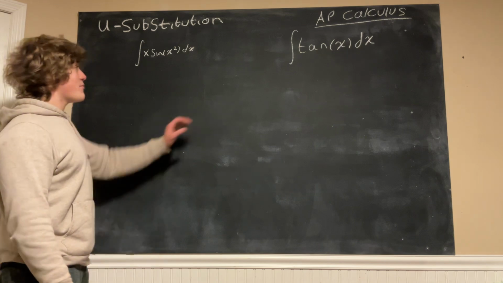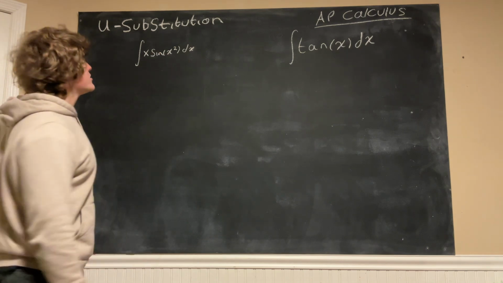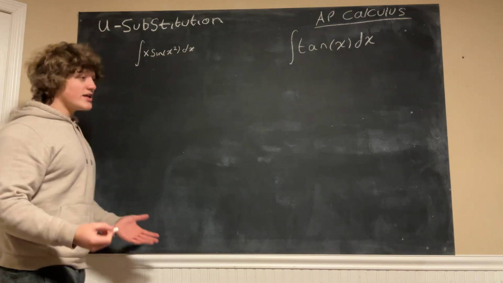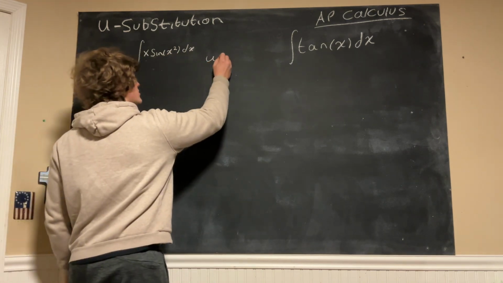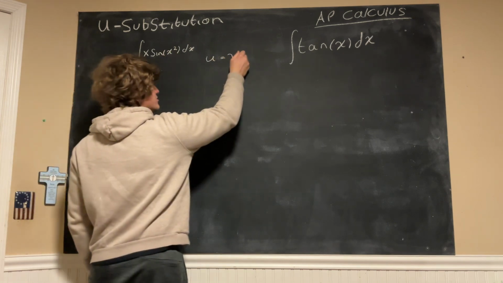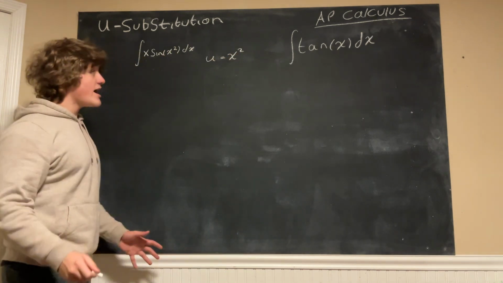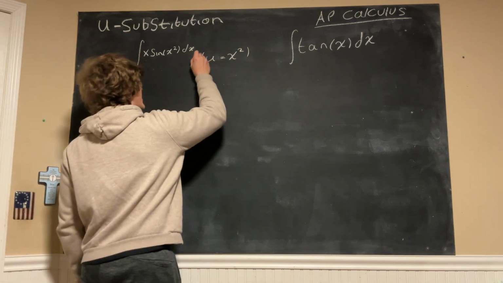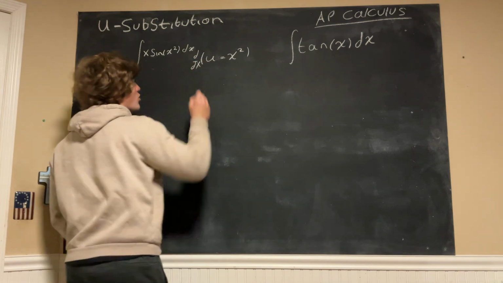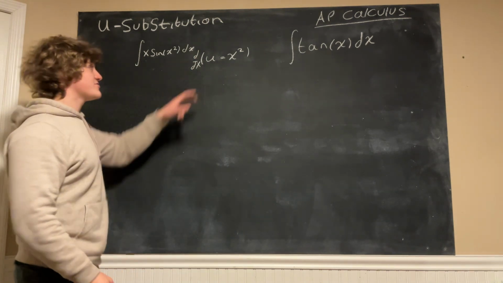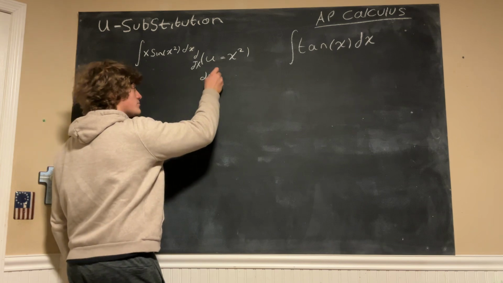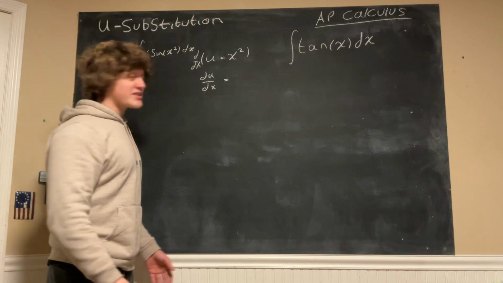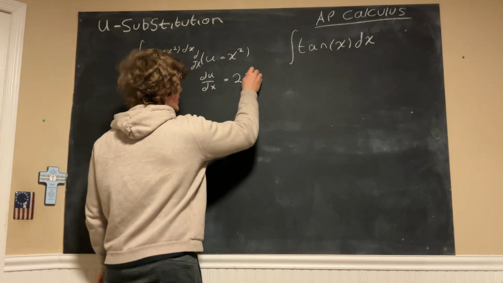So let's begin by trying to integrate this problem right here. As you can see, we have x multiplied by sine of x squared. So let's start off by letting u equal to this x squared on the inside. So u is equal to x squared. Now we are going to differentiate both sides of this equation with respect to x. Through implicit differentiation on this left side, we get du over dx is equal to the derivative of x squared with respect to x, which we know to be 2x.